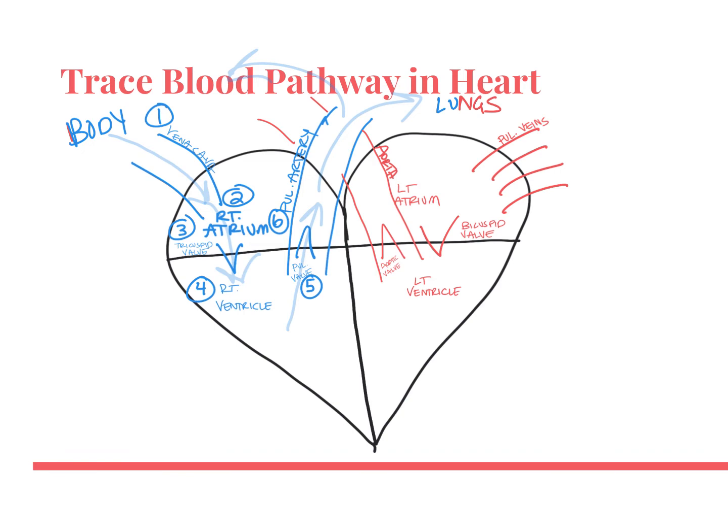So I'm going to switch my pen color to red, and I want you to understand that at the same time, these things are happening. So pulmonary veins, the blood is going to leave the lungs and go through the pulmonary veins into the left atrium. At the same time, the vena cava is draining the blood into the right atrium. So that happens at the same time.